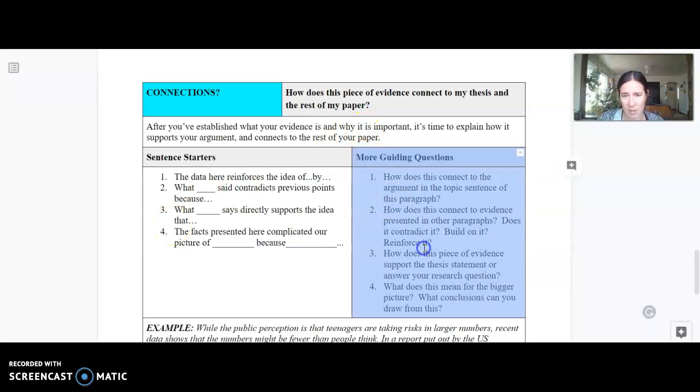Here are some more guiding questions. How does this connect to the argument in the topic sentence of this paragraph? As a writing teacher and someone who is regularly grading writing, I'm constantly looking for this to be answered. How does this connect to the evidence presented in other paragraphs? Does it contradict it, build on it, reinforce it? Just state that. How does this piece of evidence support the thesis statement or answer your research question? And what does this mean for the bigger picture? What conclusions can you draw from this?